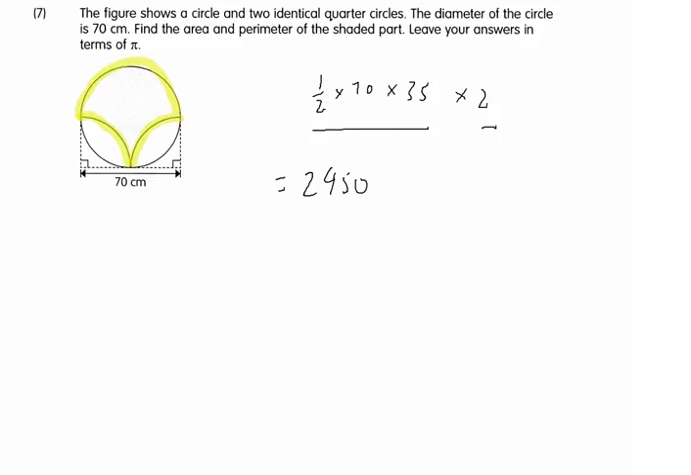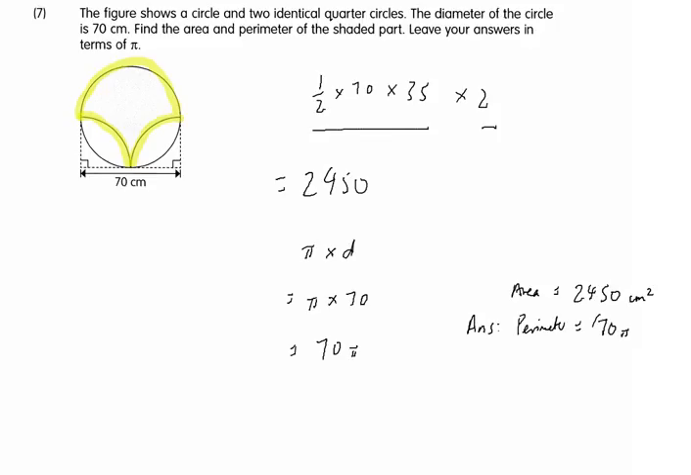In order to find this, we just need to use pi multiplied by d, which is calculator pi, right? No, sorry, we leave it in terms of pi, so it's not calculator pi. Multiply by a diameter of 70, right? So the answer is 70 pi. Okay, so remember, write your answer for your perimeter. Your area just now is 2450 cm squared, 70 pi cm.